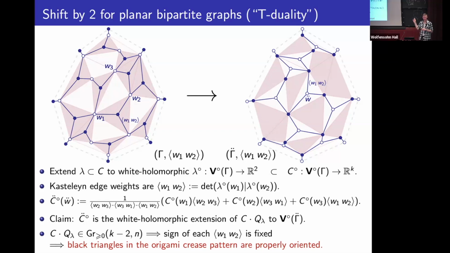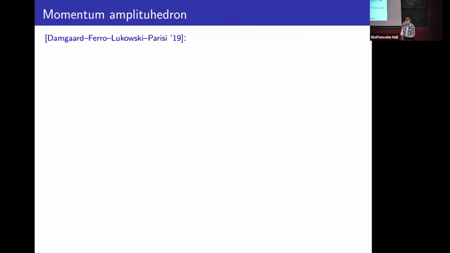Any other questions? Okay, I've got 2 more slides, and then I'm going to be done. So first of all, I haven't mentioned the amplituhedron yet. So the main theorem is about triangulations of the momentum amplituhedron, which was introduced by Damgaard, Ferro, Lukowski, Parisi. So let me very briefly mention what this object is.